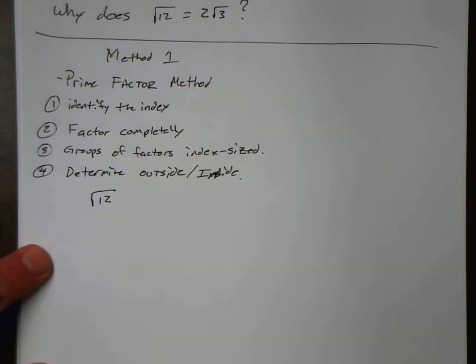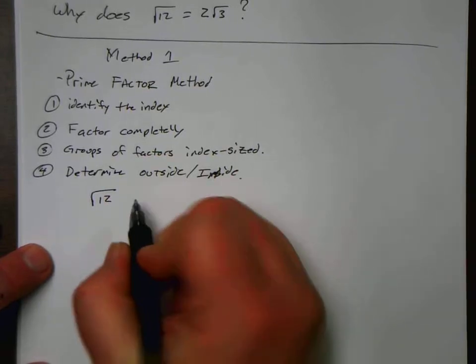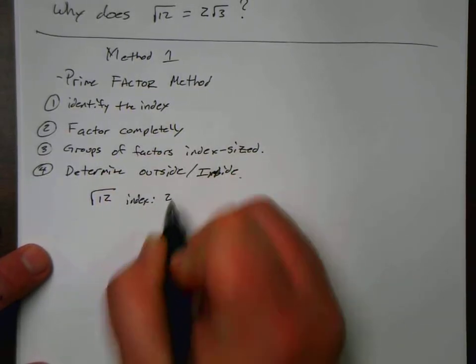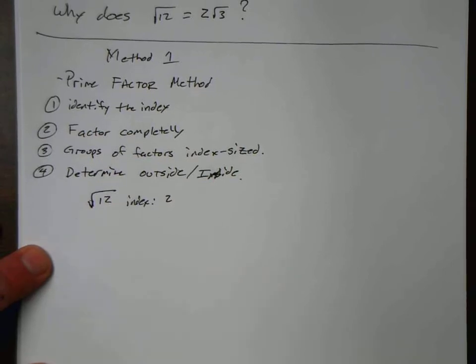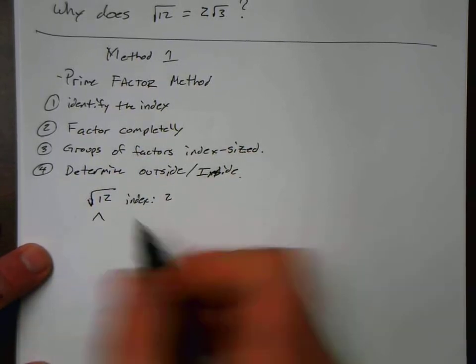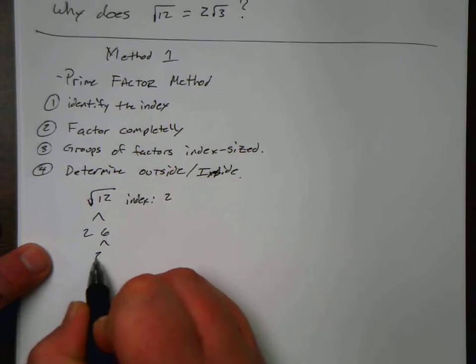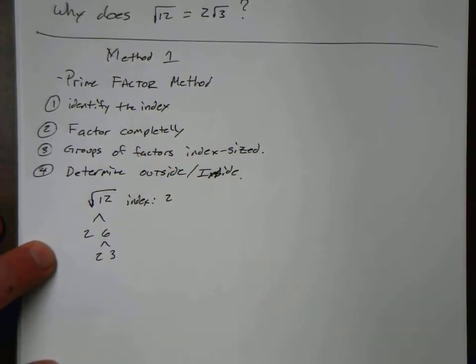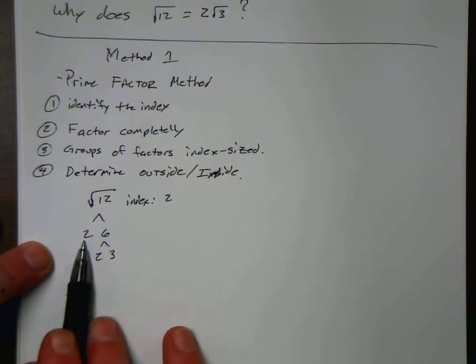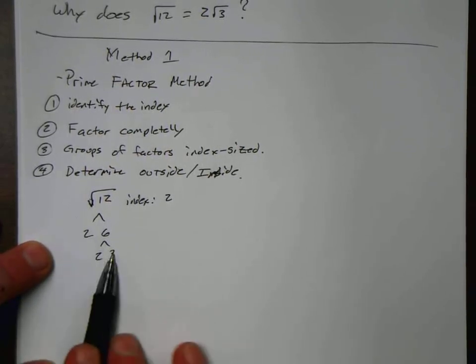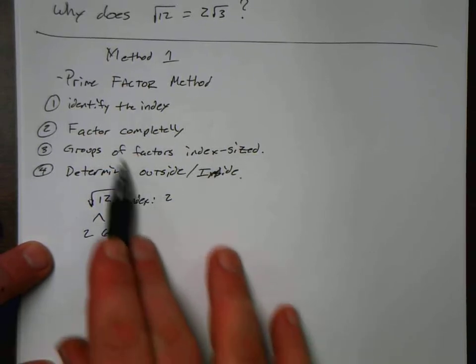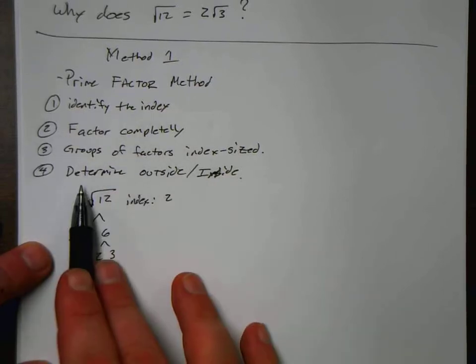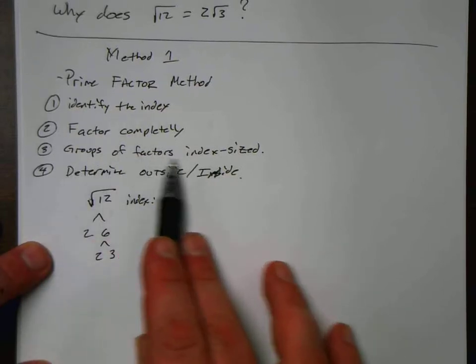If I start with the square root of 12, I know that my index is a 2. Again, there's no number out here on the front porch, so that means it's a 2. Now I can break this down. 12 goes into 2 and 6, and 6 into 2 and 3. I'm only going to look at the ends of the branches, all the prime factors. If a number breaks down as far as it can go, here we are at 2, 2, and 3. I've identified the index and factored completely. Now I need to group them in index-sized groups.